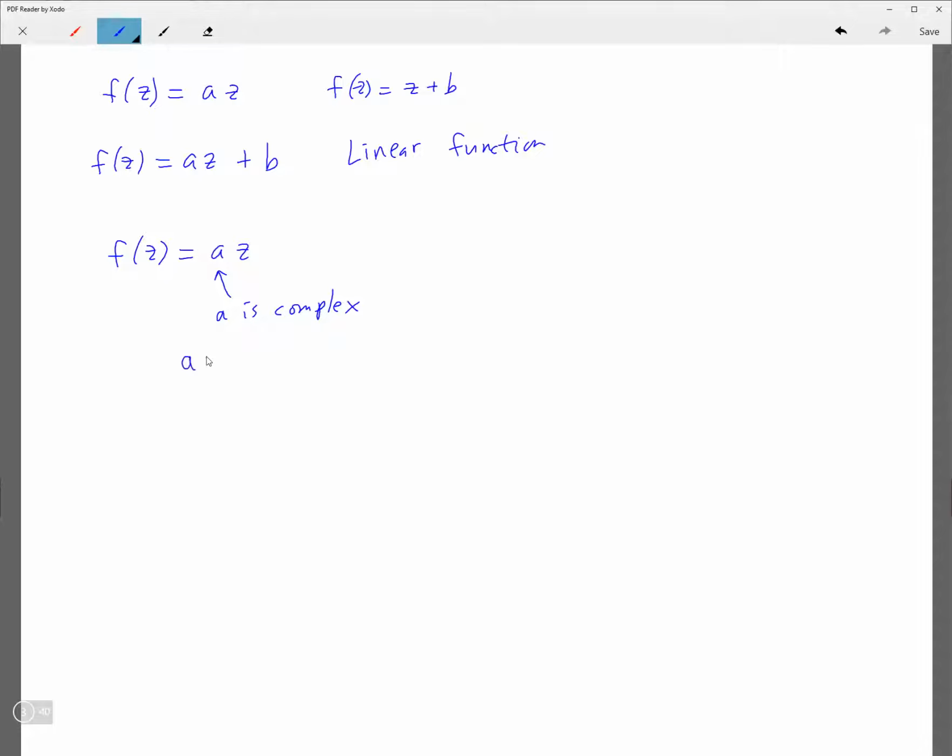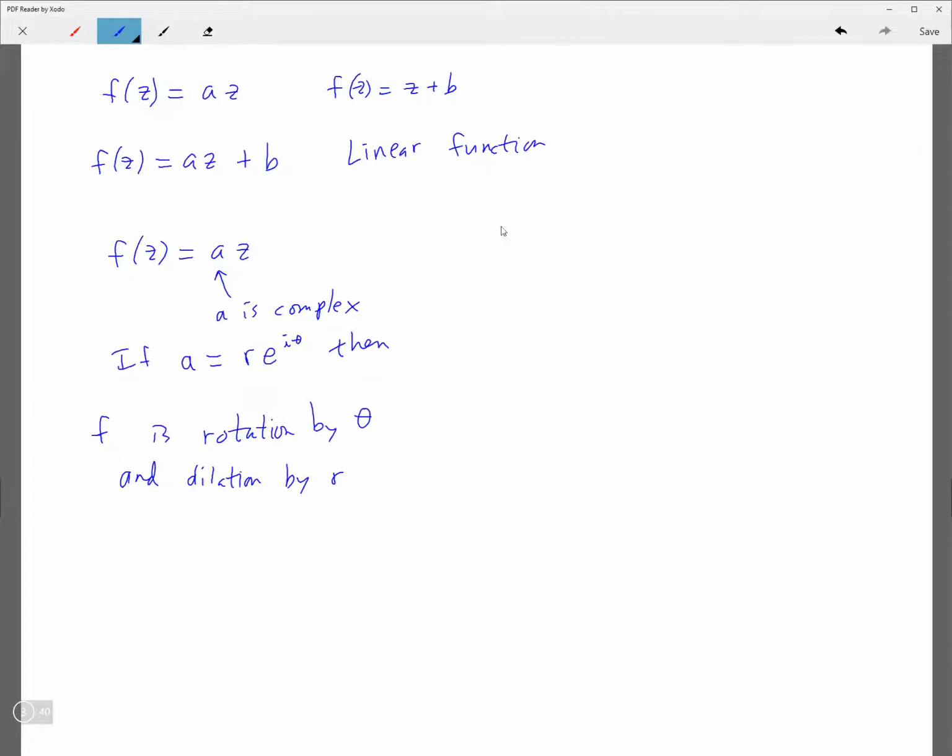And if A is r e to the i theta, then it's going to be written in this form. It will have the polar form. So if you get it in the polar form, then you can tell pretty much what this does. So if it's r e to the i theta, then F is rotation by theta and dilation by r.